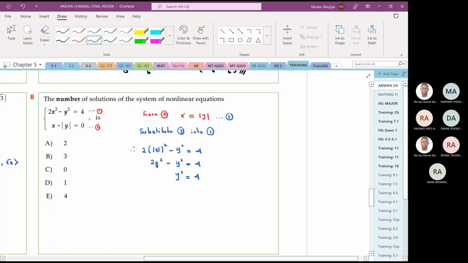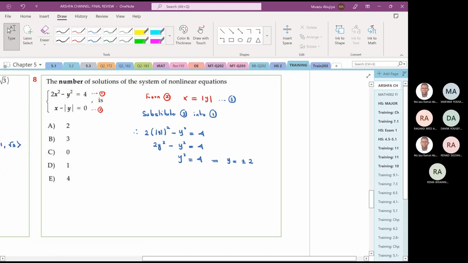So if y squared is equal to 4, then what do we get? It means we are going to say y is equal to plus or minus 2. So we have 2 possible values for y. Now, if I have 2 possible values for y, what is going to be the value of x? So here, let us substitute for y. We can use either of the equations, but in equation number 3, it will be much easier.